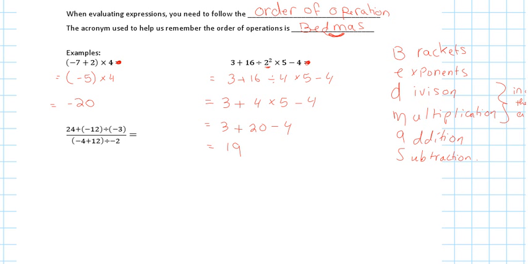Okay, I'm going to add another challenge here for you, okay? So I have the same equation, exactly the same expression. I have 3 plus 16 divided by 2 squared, but now I'm going to put it in brackets, and then bracket 5, and then minus 4. Okay, what do you think would be the order of operation?